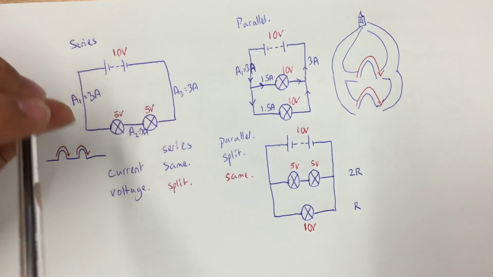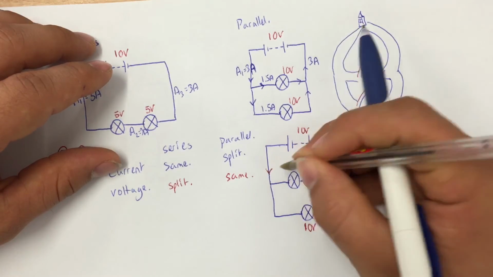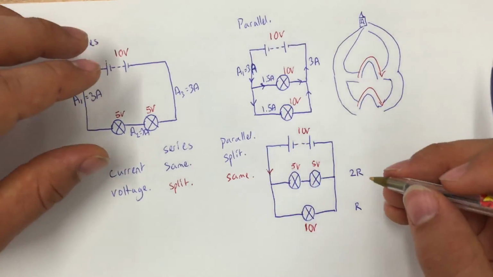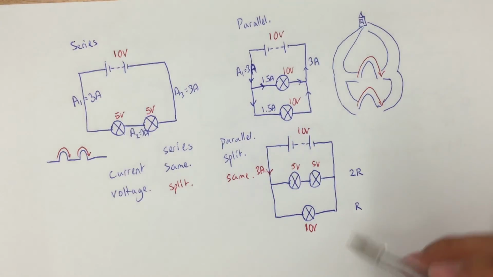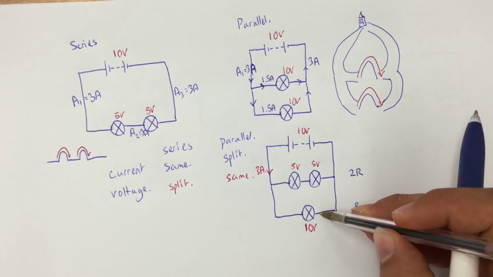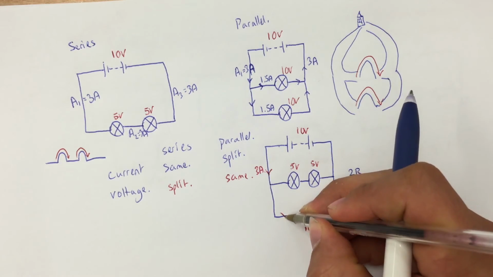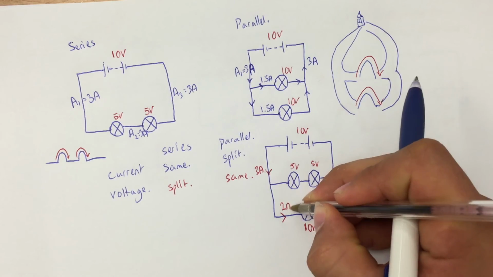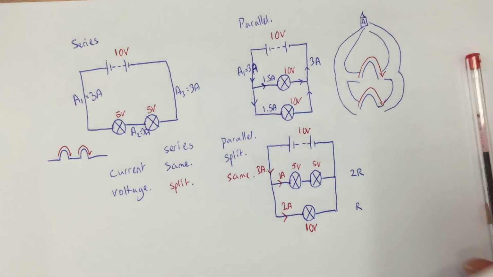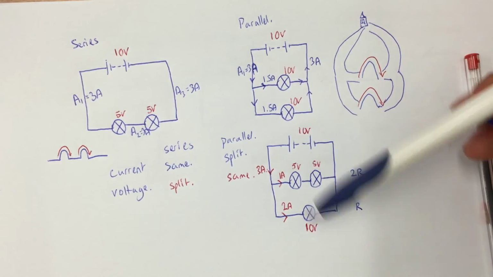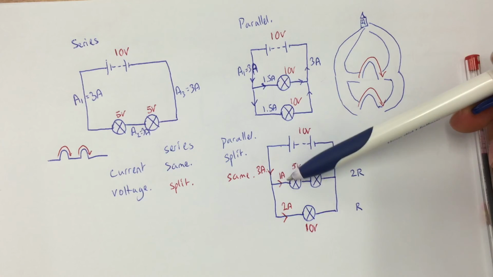So in terms of my current, what would happen is that as my current is coming through, I'll use 3 amps again, sorry. Since my resistance here is double the resistance there, I'm going to get double the amount of current coming this way. So my current here is going to be 2 amps. My current here is going to be 1 amp. Because I've got double the resistance here, I'm going to have half the amount of current there as I am here.